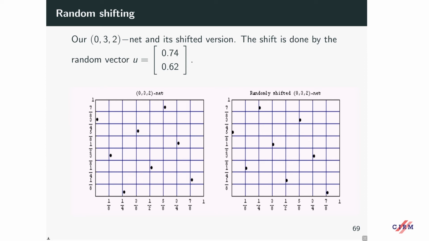set of vectors. If we take the 0, 3, 2 net that we talked about earlier, and if we shift it by this random vector u, this is the picture that we are going to obtain.